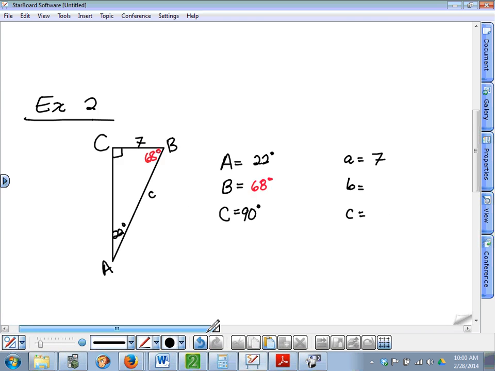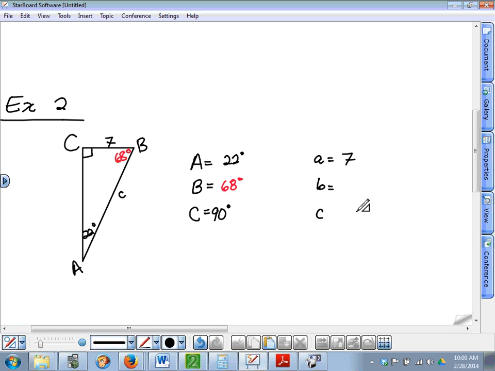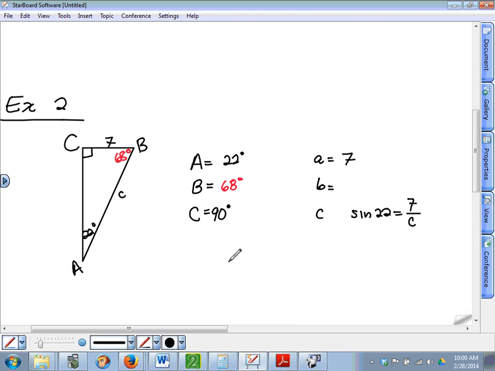So for C, we could say that the sine of 22 equals opposite over hypotenuse, 7 over C. Multiplied by what? We're going to times by C on both sides, because that gets rid of the fraction at least. So now we have C times the sine of 22 equals 7.